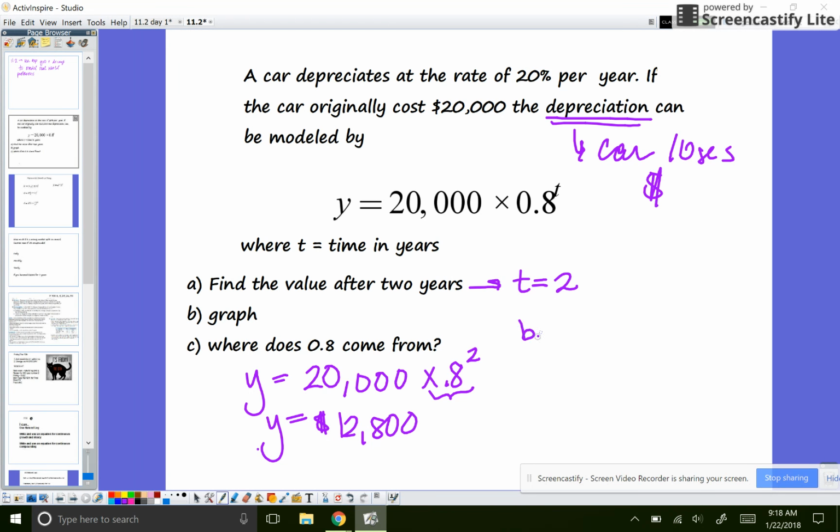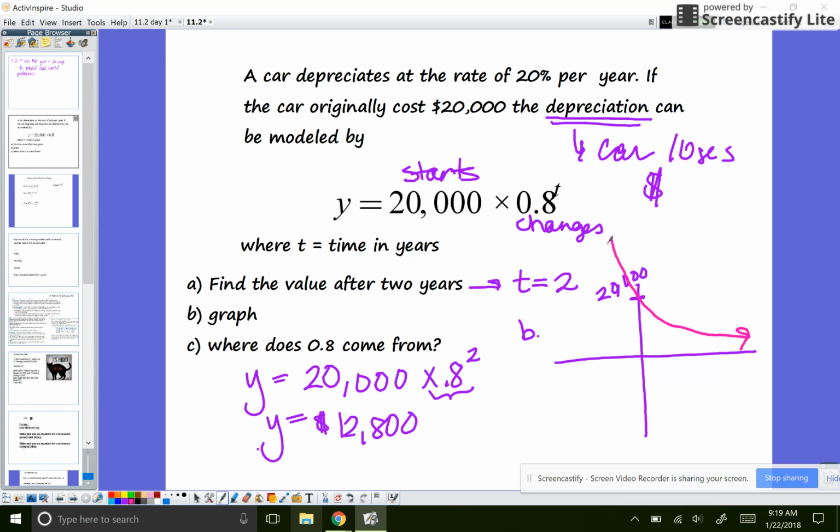I don't have a lot of room. But as we talked about on the first day, this is where it starts. And this is how it changes. So I know that if I make a quick sketch of the graph, that it crosses up here at 20,000. And it is getting smaller and smaller and smaller. I'll change my color here. So this is a decay problem. And my car will never reach $0.